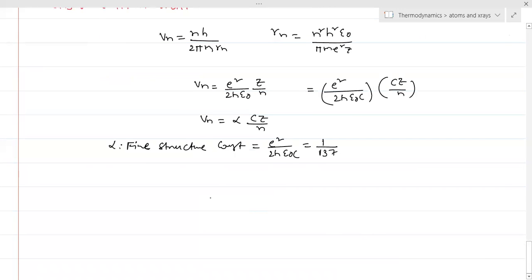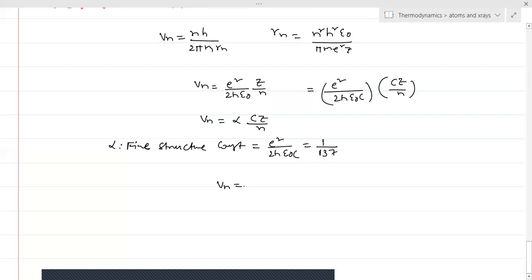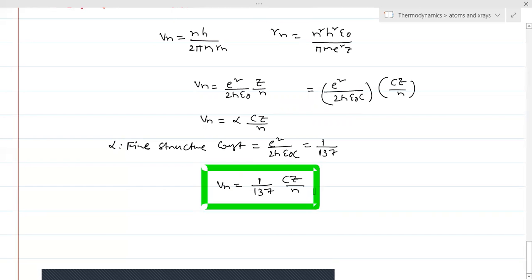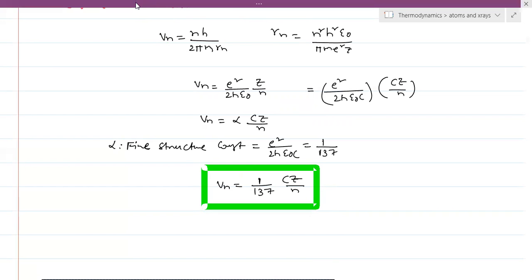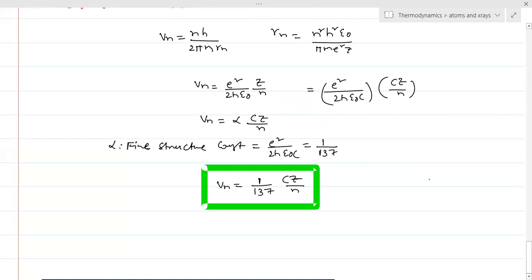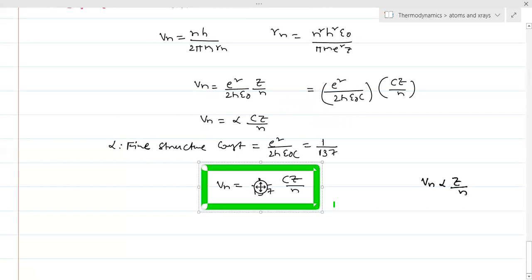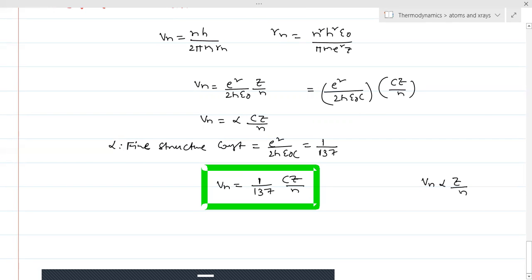So finally, what we have to remember is Vn equivalent to 1 by 137 into cz by n. This is very important, so remembering this equation is also very important. Vn equivalent to c by 137 into z by n, like that we will remember. So finally, we conclude that Vn is proportional to z by n.